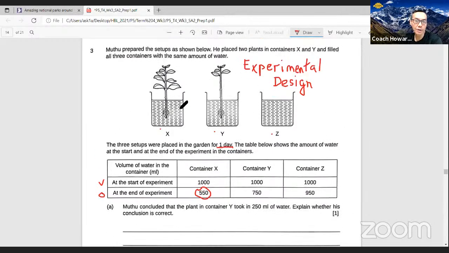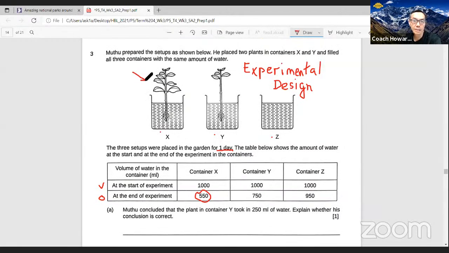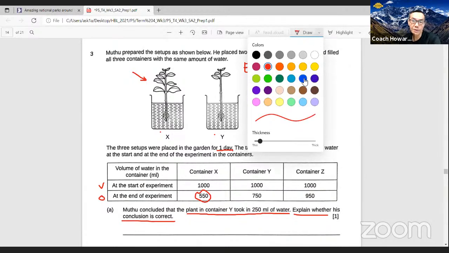Why is it at least? Because look at this plant here. It has the most number of leaves, right? Compared to this. So they ask you in part 1, Muthu concluded that the plant in setup Y took in 250 ml water. Explain whether his conclusion is correct. So you need to be very careful, because if you're not careful, you will put yes.